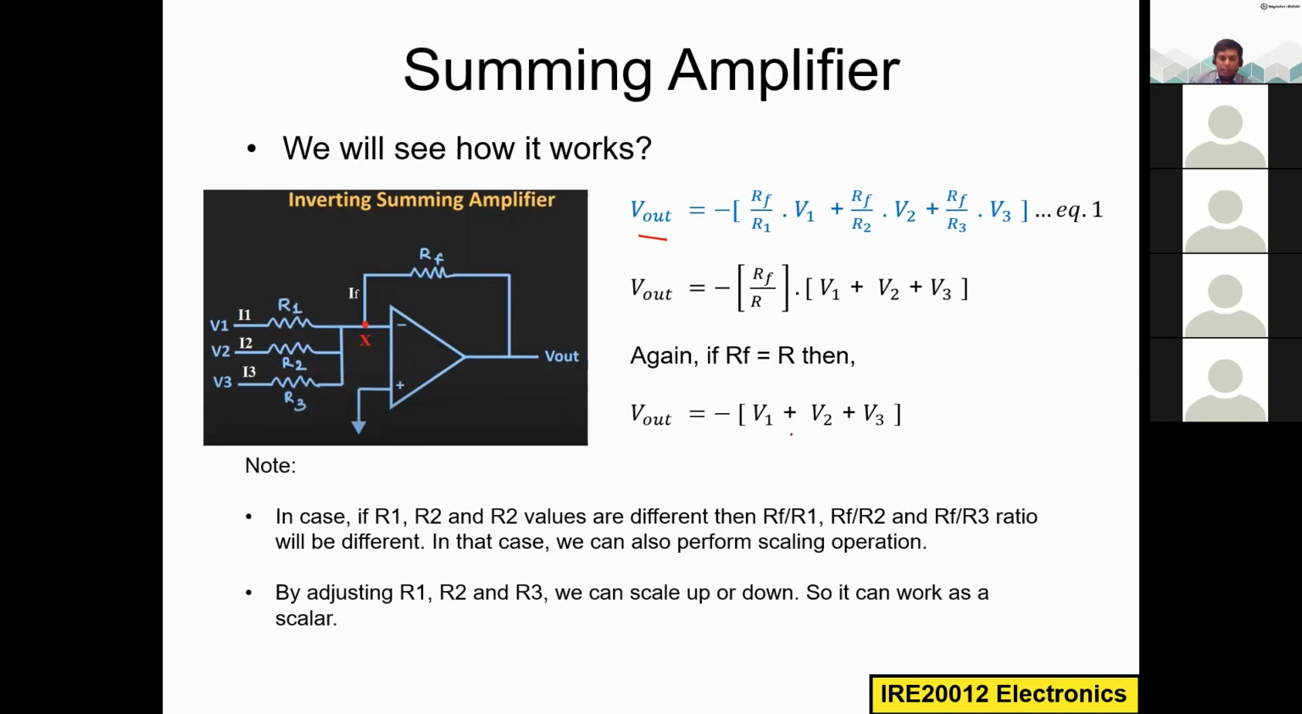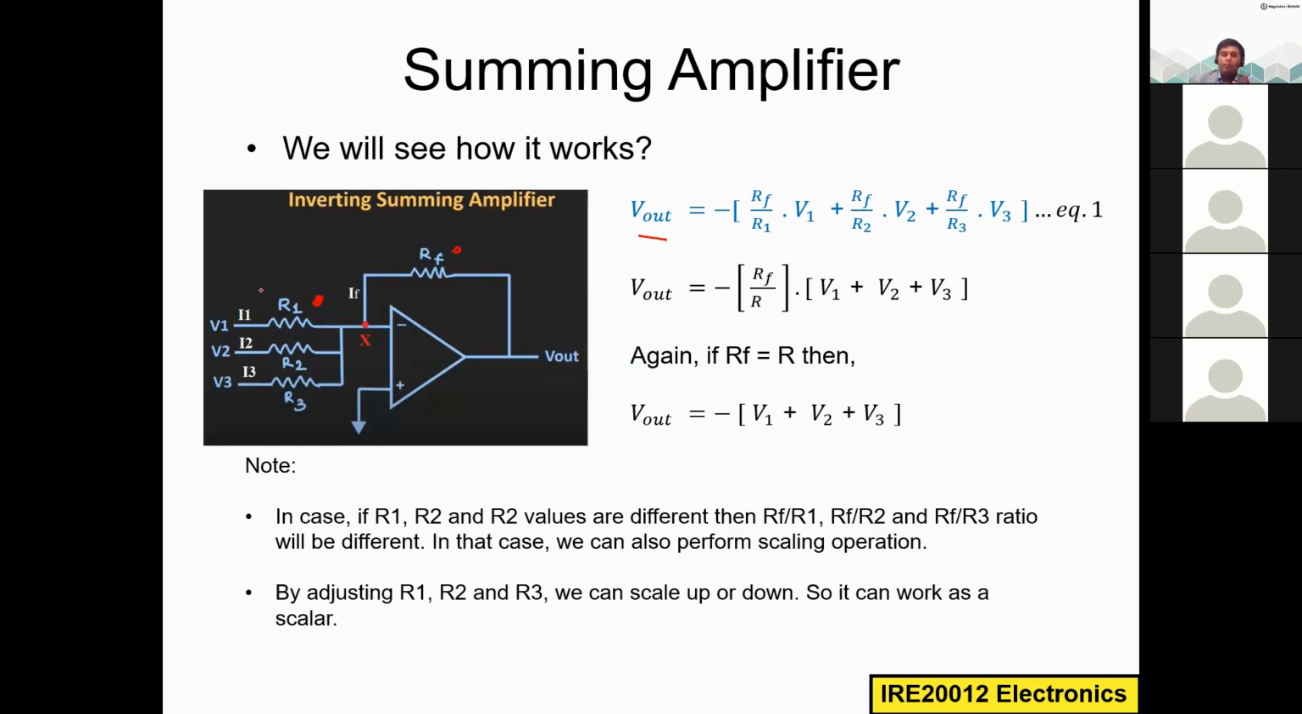This final equation we had already seen. In case R1, R2 and R3 values are different, then what will happen? I told you, you can keep the same value here, but if you use different values instead, what will happen? That is what we had seen in the first hour of this lecture today. By changing the feedback resistor and the input resistor values, you can control the gain. If you control the gain, you can control the output, right?